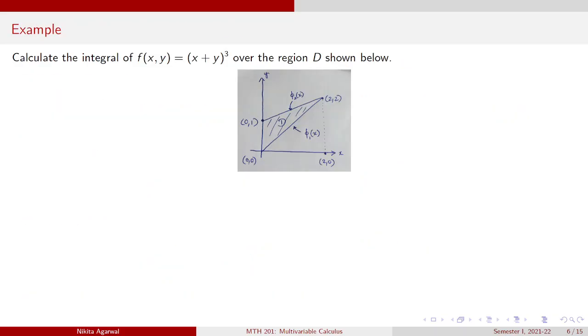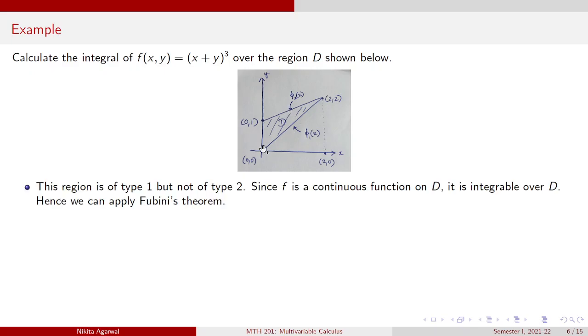Okay. Now let us look at a few examples. Calculate the integral of this function over the region D shown below. So D is this region. Now you can easily see that it is a type 1 region, but it's not a type 2 region. I will leave that to you. So you can find phi 1 and phi 2 as shown in the figure, but you can't find psi 1 and psi 2 so that it is of type 2.